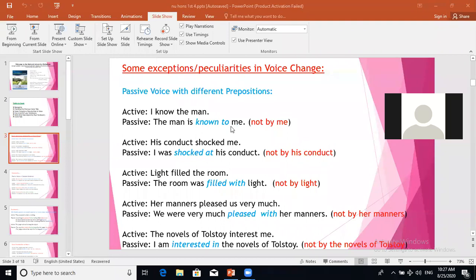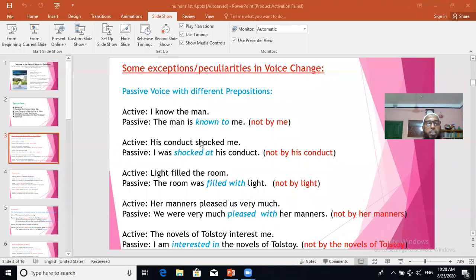That is, you should take care. His conduct shocked me. Shocked takes at. I was shocked at his conduct. So the voice change, you know the simple rules actually. Subject becomes object, object takes the place of subject, and the main verb is the past participle. According to the tense, this is present simple tense, I know the man, so the present continuous helping verb am, is, or are is used. The man is known to me, not by. That is the exception.